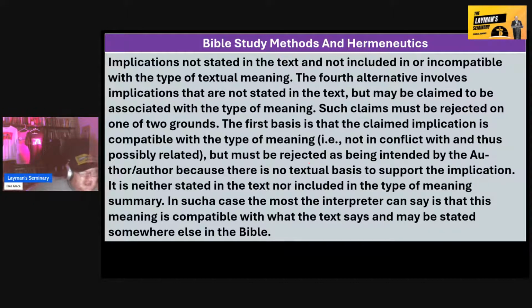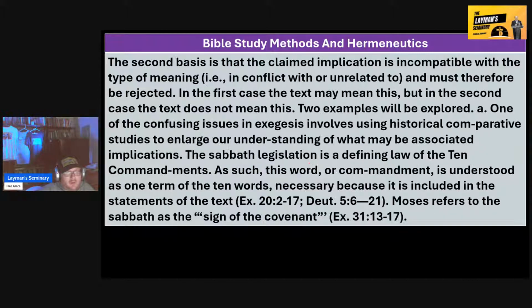It is neither stated in the text nor included in the type of meaning summary. In such a case, the most an interpreter can say is that this meaning is compatible with what the text says and may be stated somewhere else in the Bible. The second basis is the claimed implication is incompatible with the type of meaning, i.e. in conflict with or unrelated to, and must therefore be rejected. In the first case, the text may mean this, but in the second case, the text does not mean this. 2 examples will be explored.